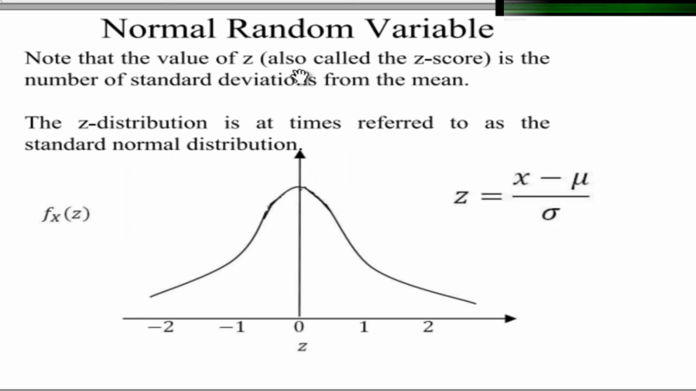Note that the value of Z, also called the Z score, is the number of standard deviations from the mean. The Z distribution is at times referred to as the standard normal distribution. Why is it called standard normal distribution? Whenever you see the term 0 mean and 1 standard deviation, this is called a standard normal distribution. It always has 0 mean and a standard deviation of 1. You should always keep it in your mind.